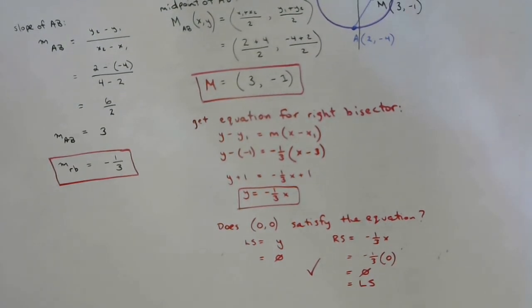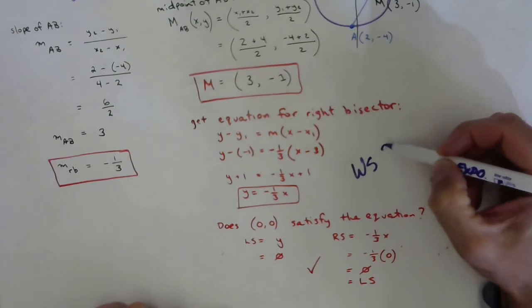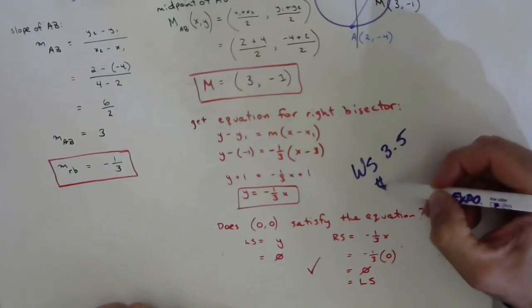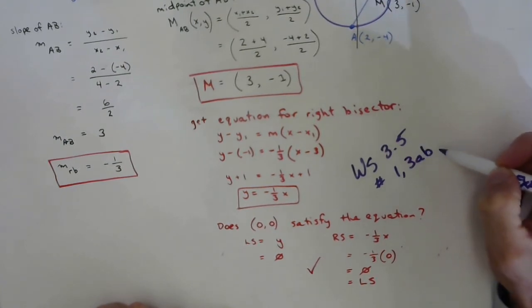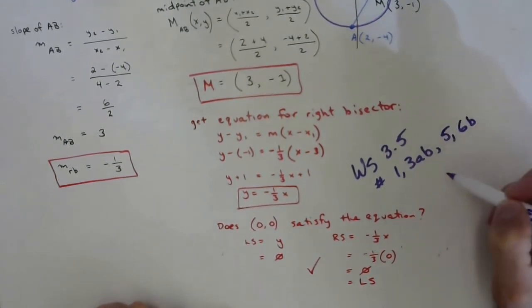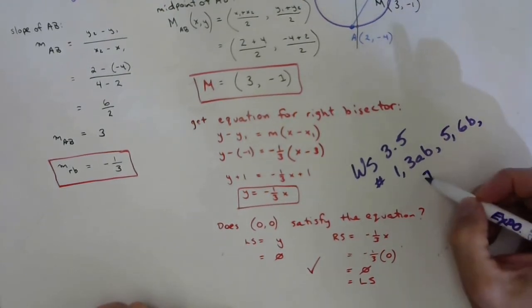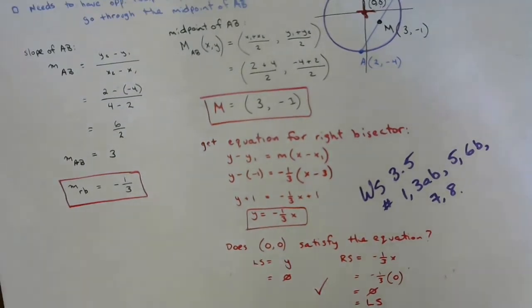Practice problems come from the worksheet that you have, worksheet 3.5, and you can take on numbers 1, 3AB, 5, 6B, 7, and 8. Enjoy. Okay, recapping that example right from the start, I didn't give you your blanks.